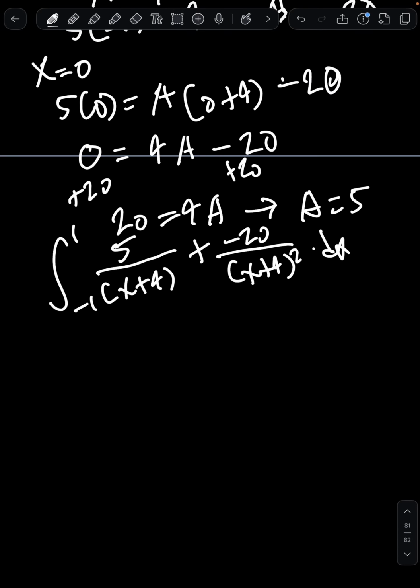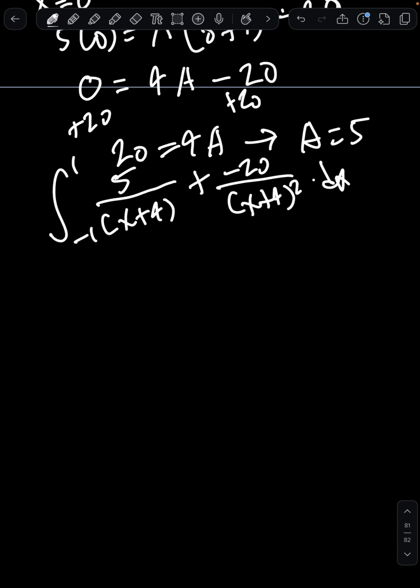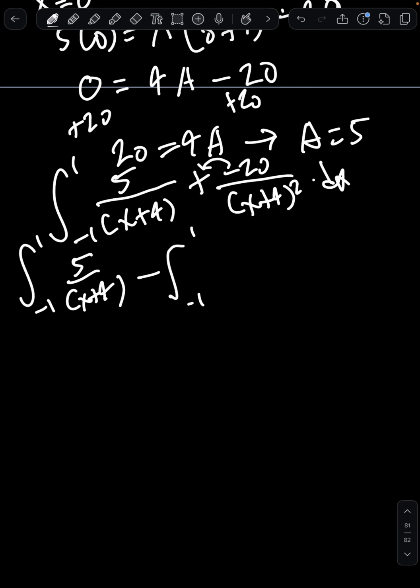So now what I'm going to do is split this integral into two different integrals. We're going to take the integral from -1 to 1 of 5 over x plus 4, and then minus, the reason why is because a negative and a positive makes a negative, so we can just factor the negative out, minus the integral from -1 to 1 of 20 over x plus 4 squared. Right, and we still have our dx's on each side.